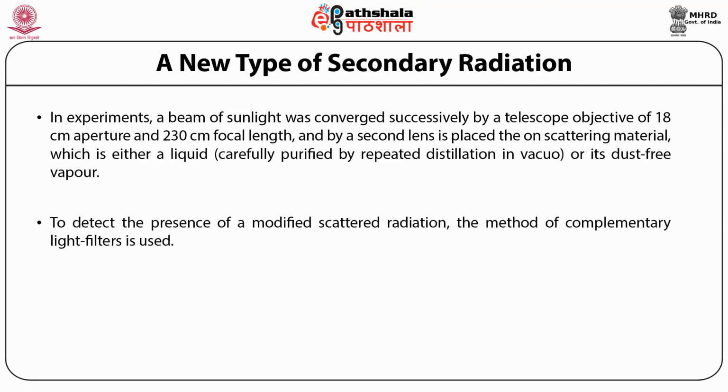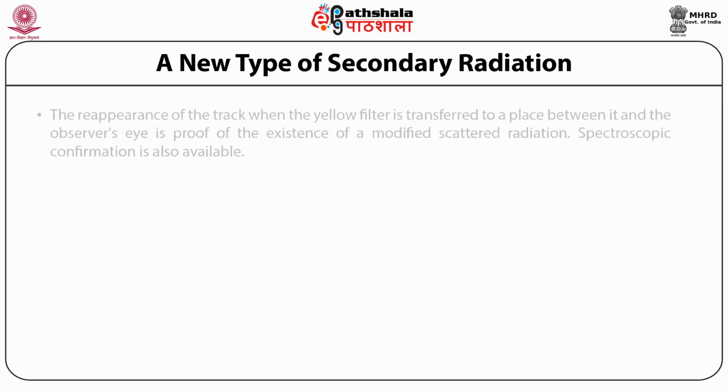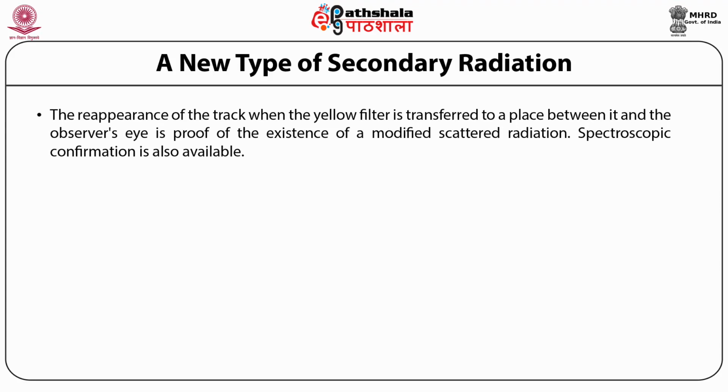To detect the presence of a modified scattered radiation, the method of complementary light filters is used. A blue-violet filter, when coupled with a yellow-green filter and placed in the incident light, completely extinguishes the track of the light through the liquid or vapor. The reappearance of the track when the yellow filter is transferred to a place between it and the observer's eye is the proof of the existence of a modified scattered radiation.